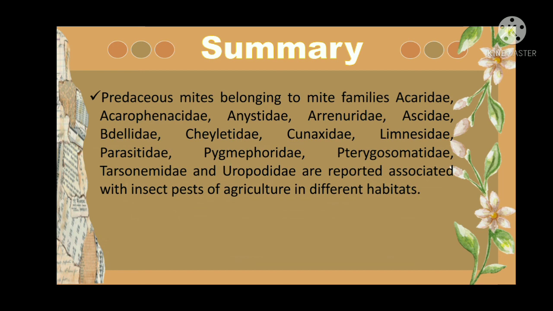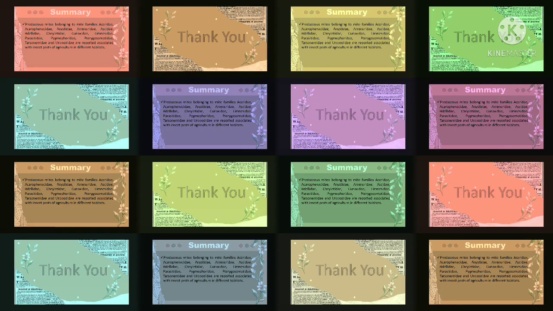Predaceous mites belonging to the mite families Acaridae, Acaropenaeidae, Anystidae, Arrenuridae, Ascidae, Bdellidae, Cheyletidae, Cunaxidae, Laelapidae, Parasitidae, Pygmephoridae, Pterygosomatidae, Tarsonemidae, and Neophyidae are reported associated with insect pests of agriculture in different habitats.